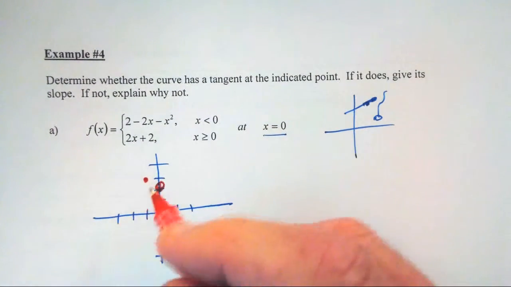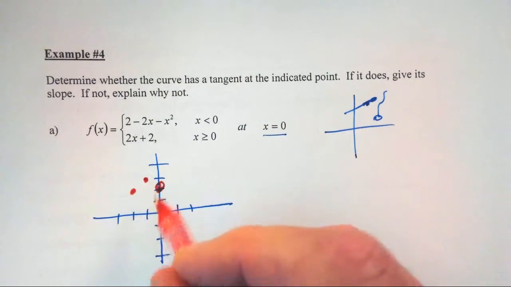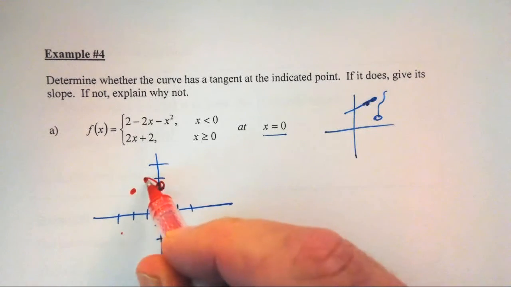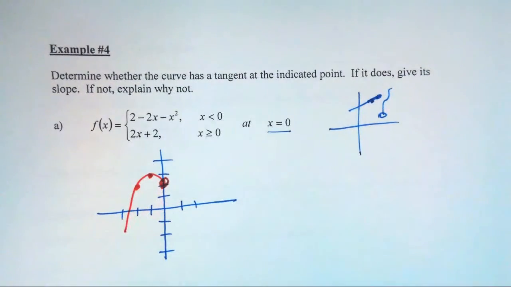Now you can continue putting in more values, but we're going to get a point here, and we're going to be over 2, down 4. We're going to get a point here. This thing's going to look like that. Okay.